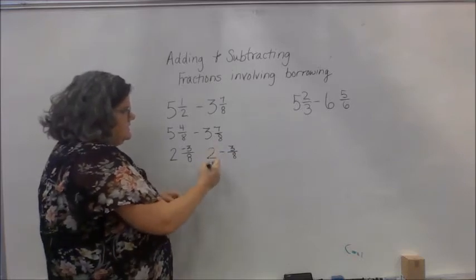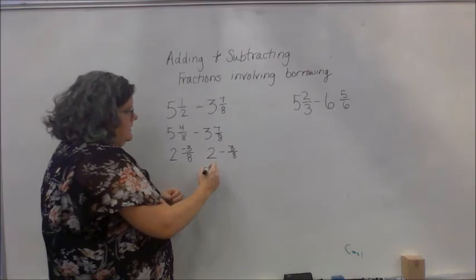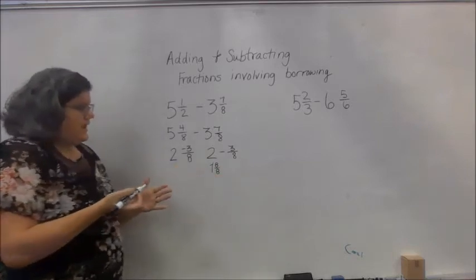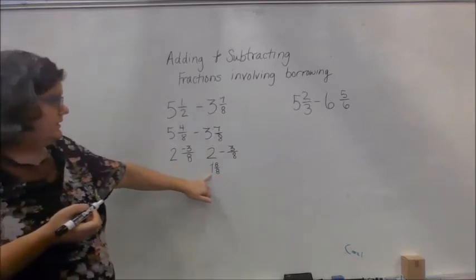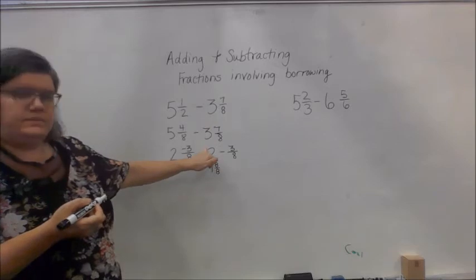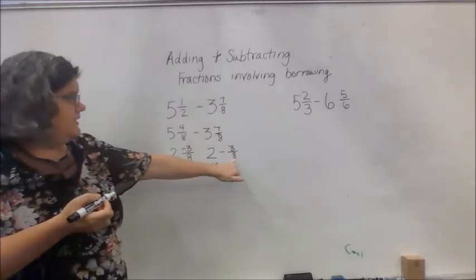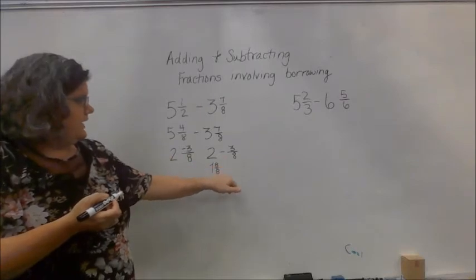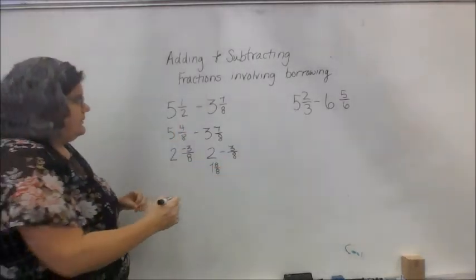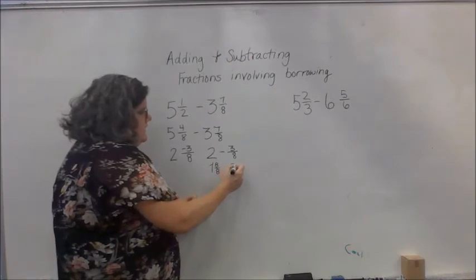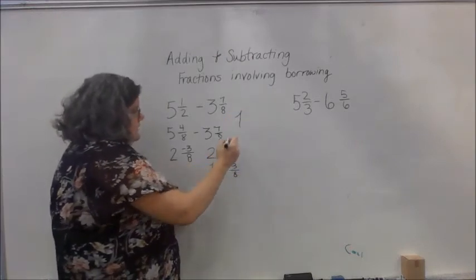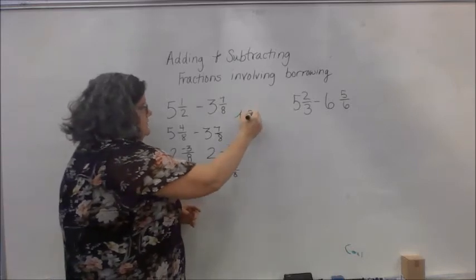So I need to change this guy right here to a mixed number and make him be 1 and 8/8. So how did I get 8/8? Well, it's 1 plus 1, 2. Yes. I know that I want the fraction to have a denominator of 8, and I know that 8 over 8 is equal to 1. So that's where that came from. So now I'm going to subtract 3/8, and I get 1 and 5/8.